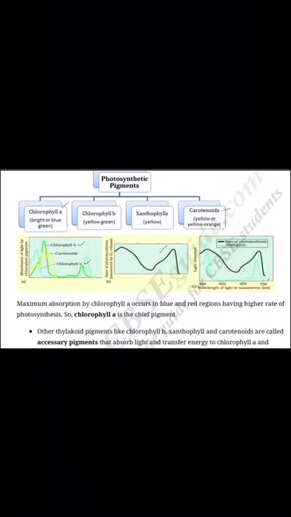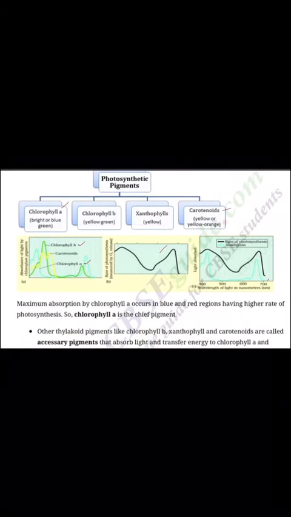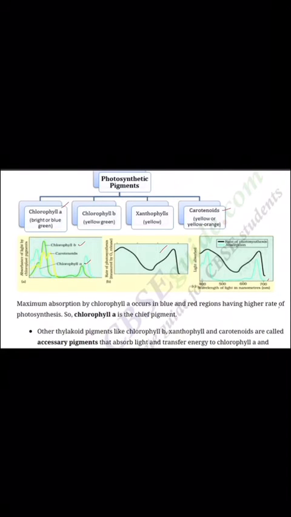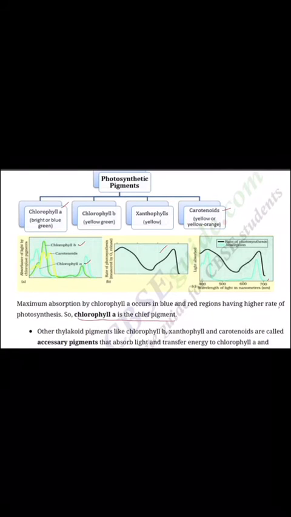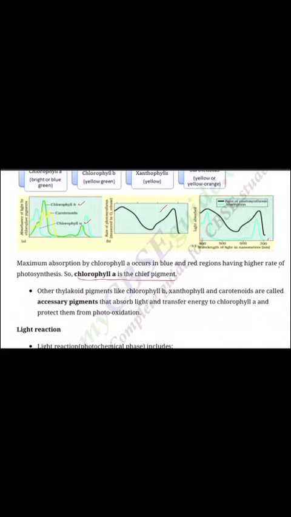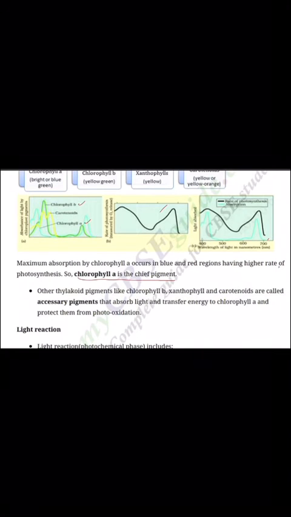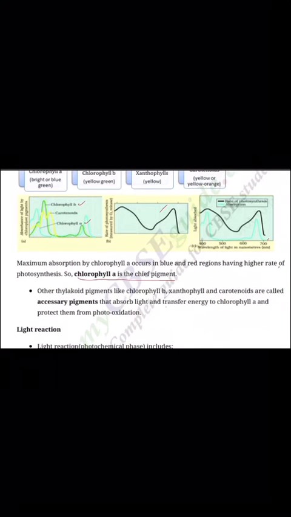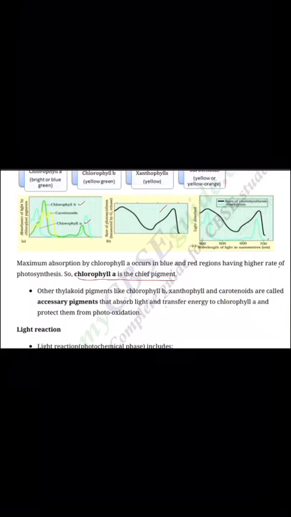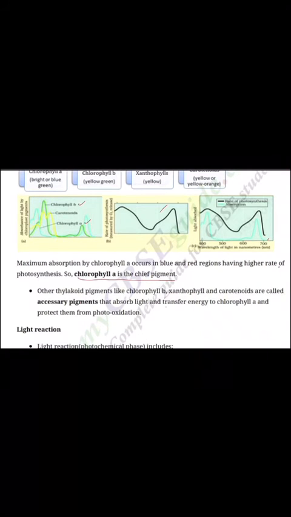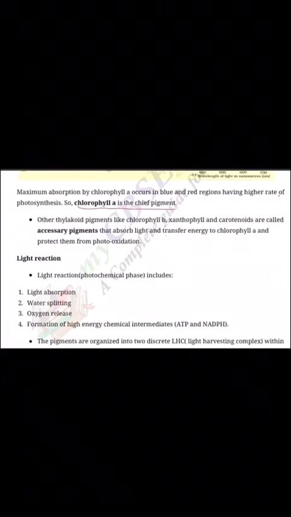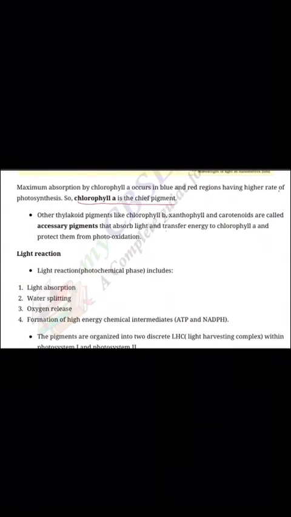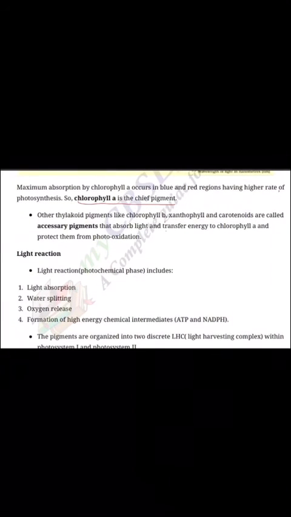Maximum absorption by chlorophyll A occurs in the blue and red regions, having a higher rate of photosynthesis. So only chlorophyll A is the chief pigment in photosynthesis. Other thylakoid pigments like chlorophyll B, xanthophyll and carotenoids are called accessory pigments that absorb light and transfer energy to chlorophyll A and protect them from photooxidation. So basically the pigments that we listed help in photosynthesis.